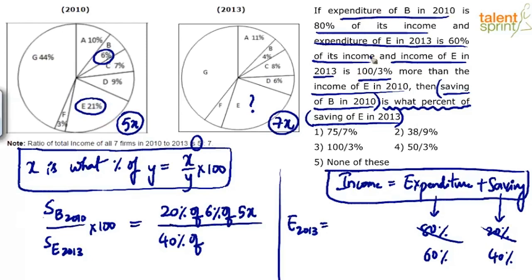See, 100 by 3% more means what? 100 by 3 is like 33.33%, or 1/3. 1/3 more means what? It becomes 4 by 3 times. You understand? Direct calculation will be 4 by 3 times of its income in the previous year, which is 21% of 5x.